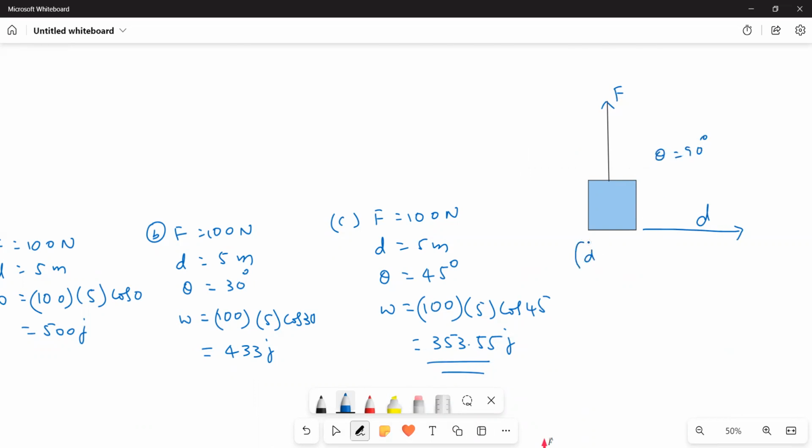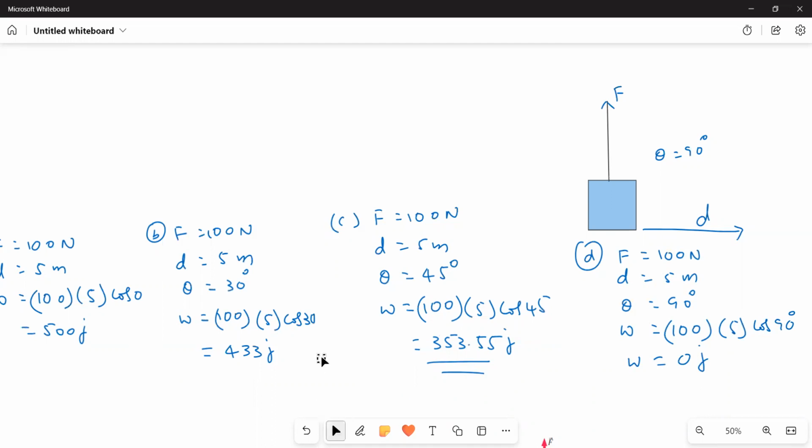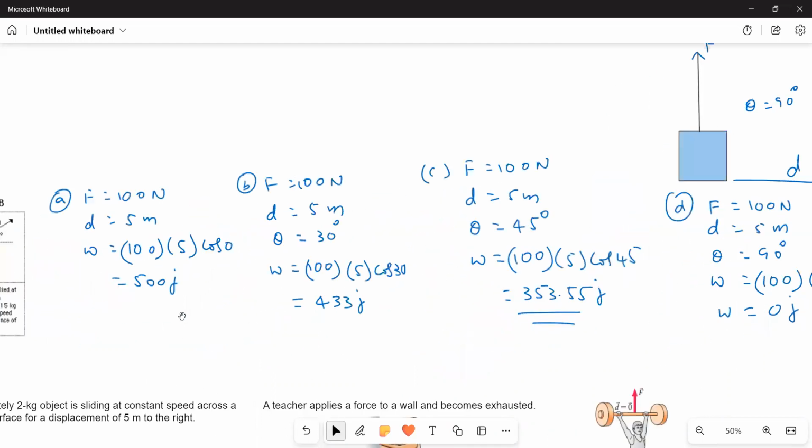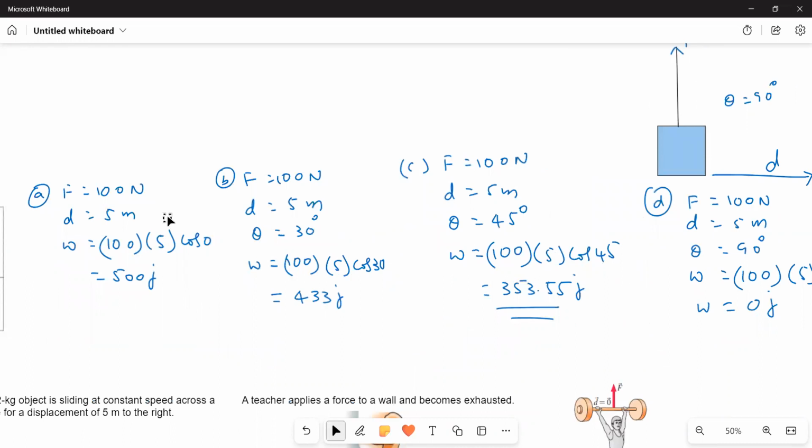Therefore, in this case, F is equal to 100 newtons, D is equal to 5 meters, and theta is equal to 90 degrees. Therefore, W is equal to 100 times 5 times cos 90. Cos 90 is equal to 0. Therefore, work done is equal to 0. So now you must have understood the factors affecting the work done: one is the force, another one is the displacement, and the third one is the angle.